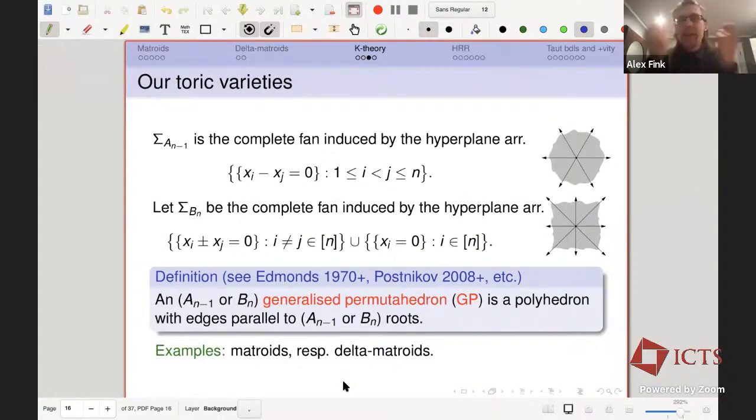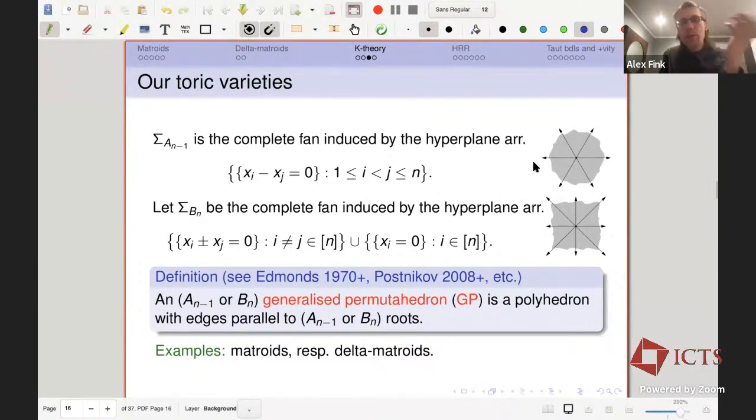the matroids and the delta-matroids that I introduced earlier are examples of polytopes that are compatible with certain fans that come from these root systems. Whether I'm looking at type A or type B, I look at the hyperplane arrangement determined by the root system. My condition that all edges are in root directions means that all edges are normal to these hyperplanes, which says that the polytopes have normal fan coarsening these fans. So the polytopes are compatible with these two fans.